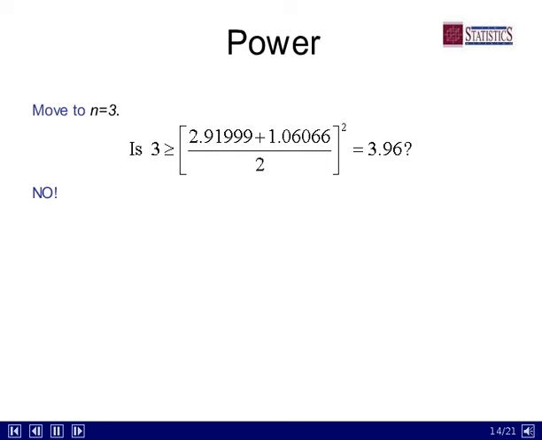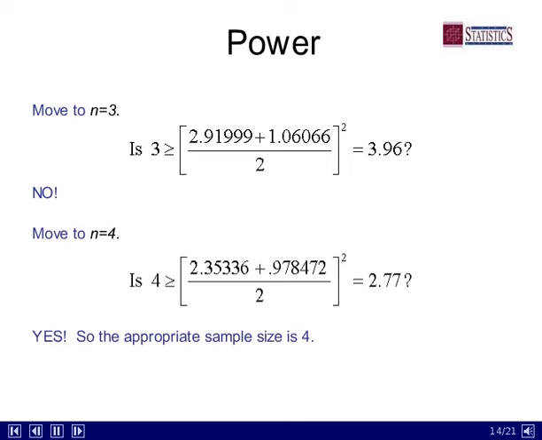What about 3? Is 3 bigger than 2.91 plus 1.06? Again, the 1.06 is negative, but it's minus a negative, so it becomes plus. That gives 3.96. So 3 is not bigger than 3.96. Then we move to 4. And you see that 4 is bigger than 2.77, the required number coming out. So the sample size is 4.